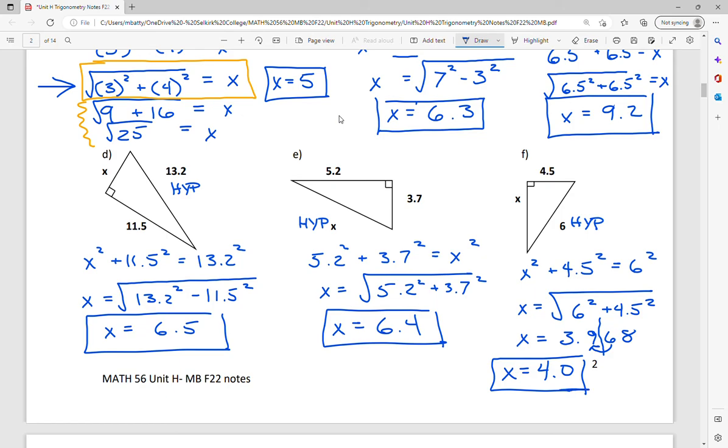So that's the beginning part of our trigonometry. Let me know if you have any calculator issues in this unit. That is an ongoing concern.